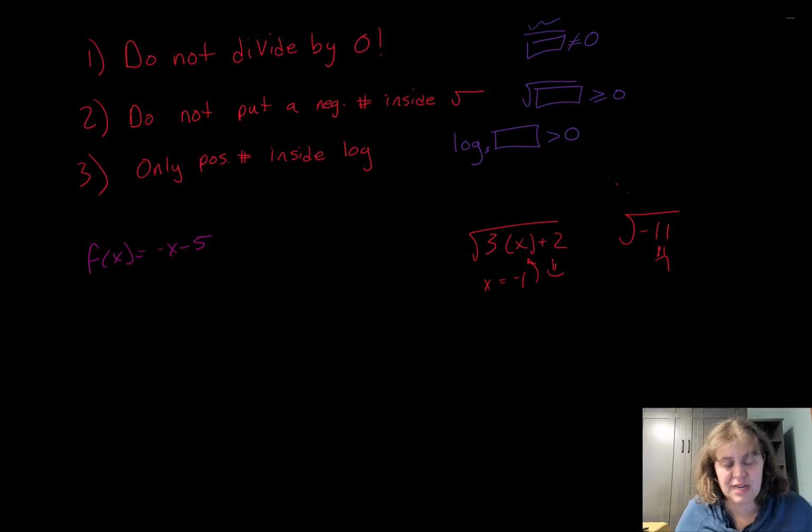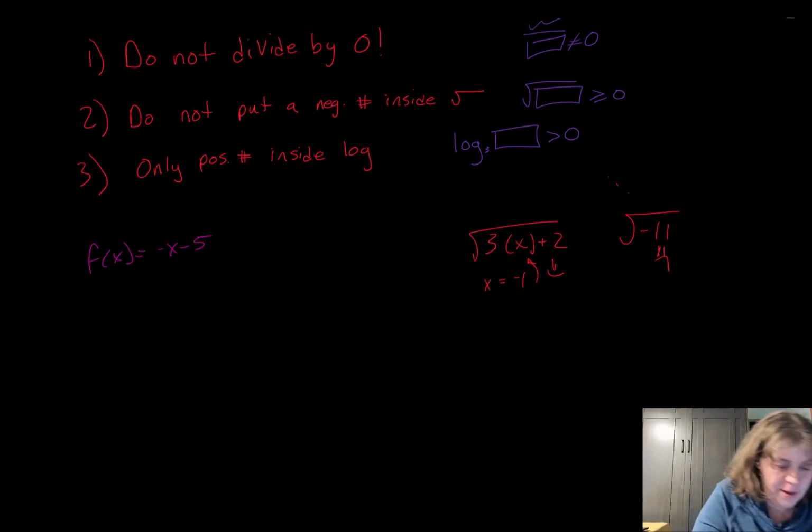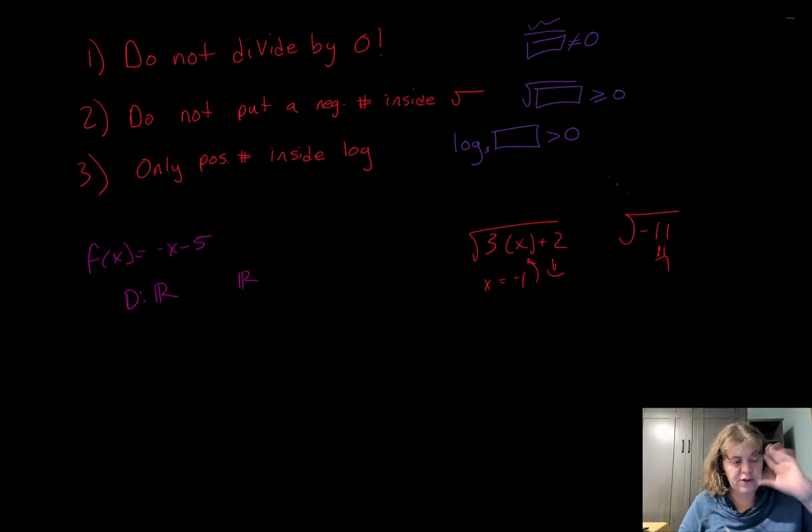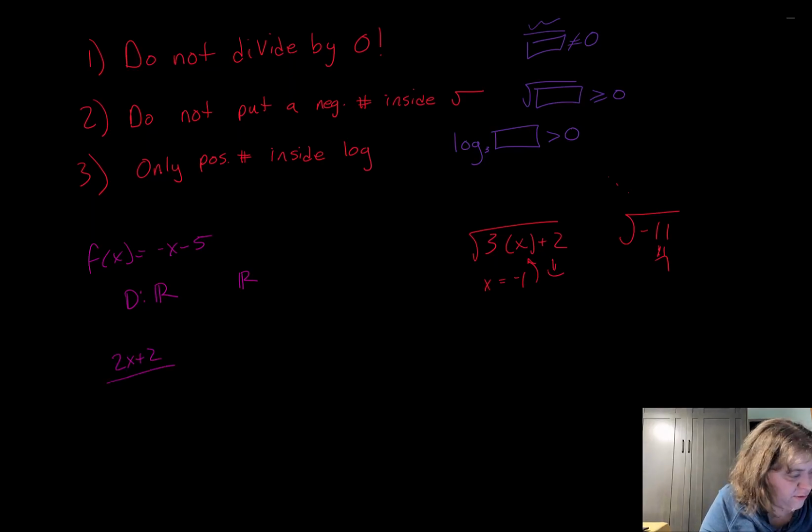Do not put a negative inside of a square root. There's no square root. Only positive numbers inside of log. There's no log. So if I can't break any of the rules because it doesn't meet any of the possible conditions, my domain is going to be all real numbers. That's like goofy R, 2 backbones, and a swoopy. So don't forget that.